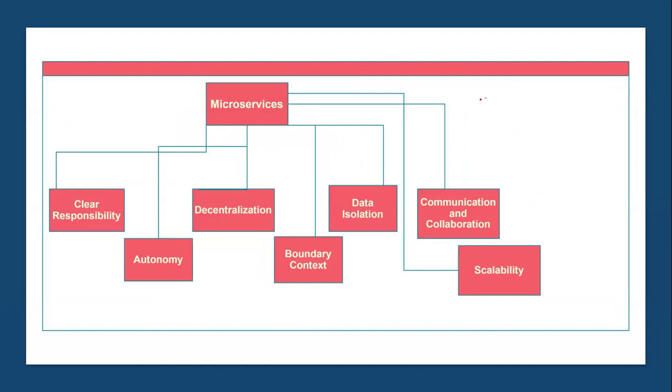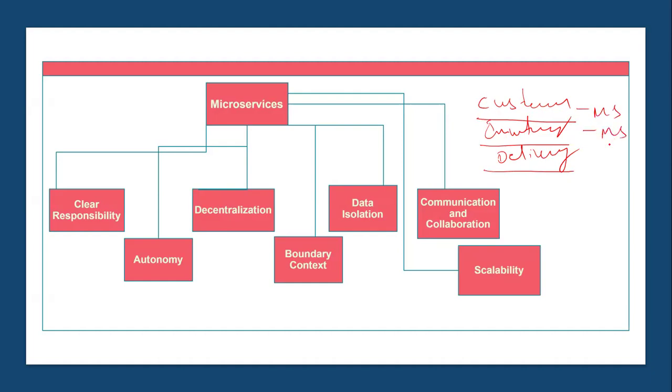I have a customer module, inventory module, delivery module. So how can I implement microservices? The same modules you can convert into microservices: customer module as a microservice, inventory module as a microservice, delivery module as a microservice.